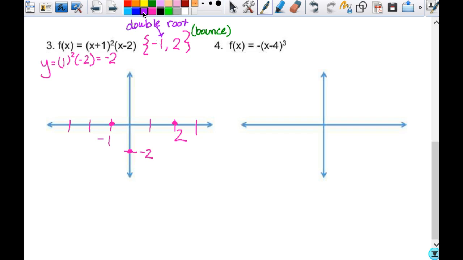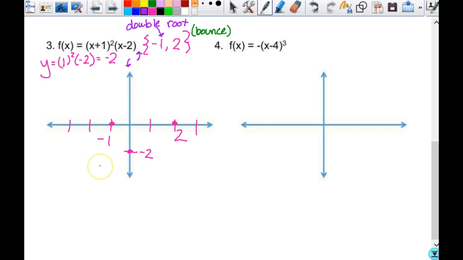Y'all are getting lazy on your end behavior. I want to see it. Everybody, waiting on your end behaviors. Table 1. Flip it the other way. Okay, good. All right. Cubic, so it looks like a cubic, like the parent function as far as the end behavior is concerned. Okay, so I start from down below, right?